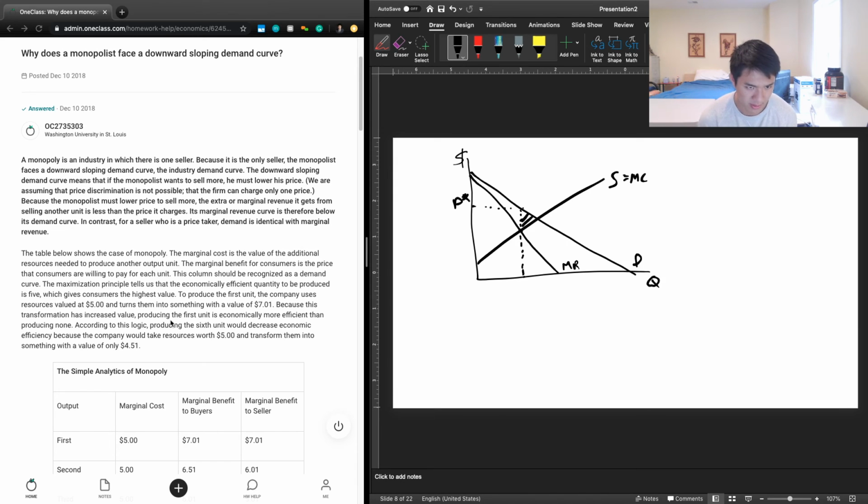So because the monopolist must lower prices to sell more, the extra or marginal revenue it gets from selling another unit is less than the price it charges. Its marginal revenue curve is therefore below its demand curve. In contrast, for a seller who is a price taker, demand is identical with marginal revenue.